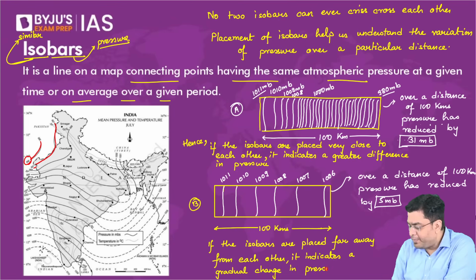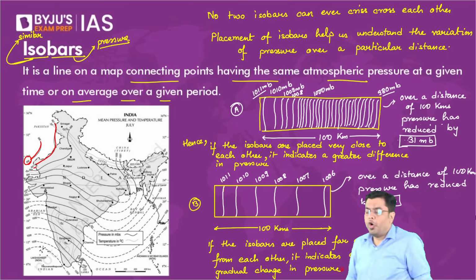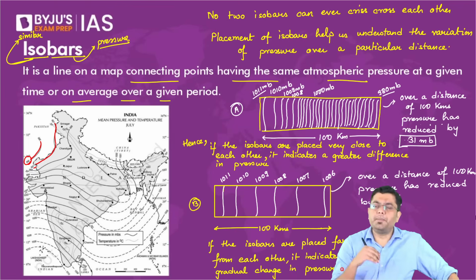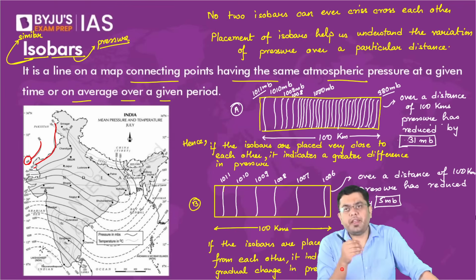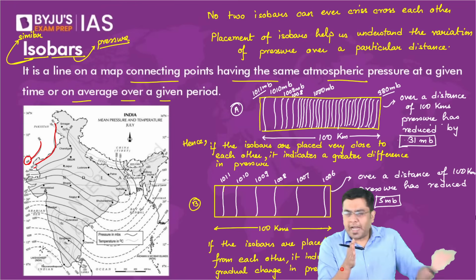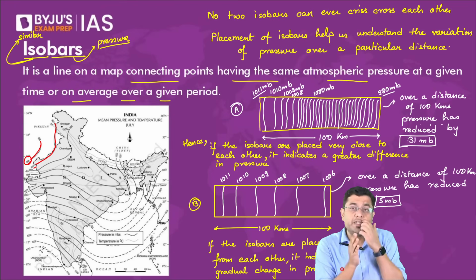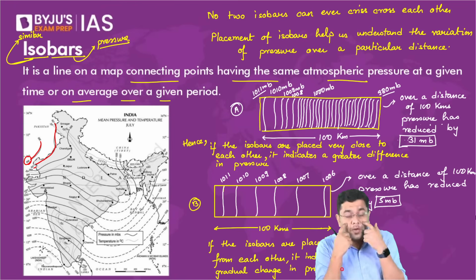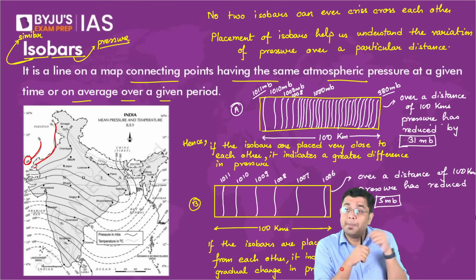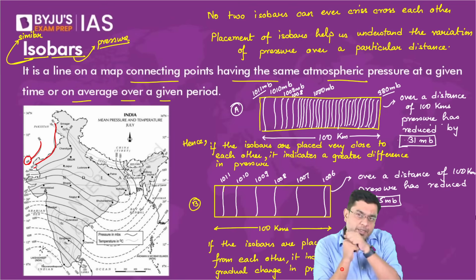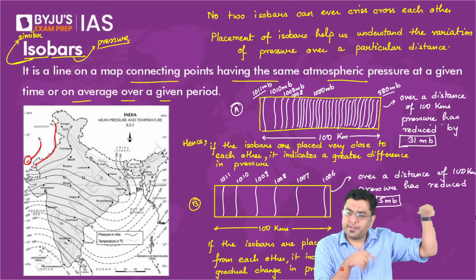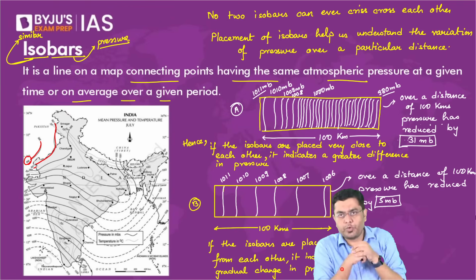So by the placement of the isobars, we can always conclude whether the pressure is changing suddenly or very gradually. If the isobars are very close to each other, that means in a short distance the pressure is changing. If the isobars are placed very far away from each other, you have to go a long distance before the pressure starts to change.